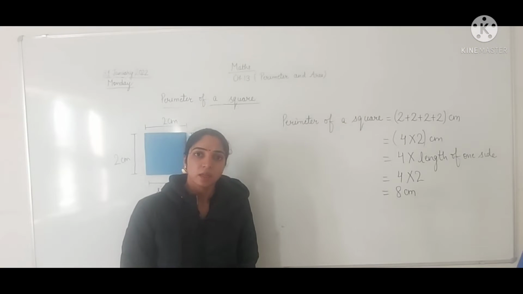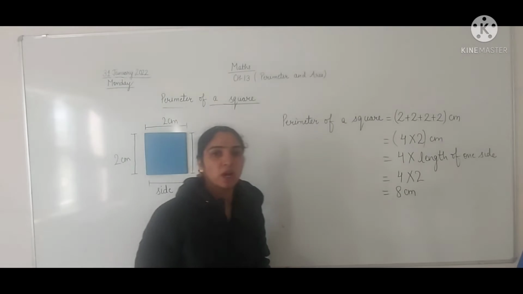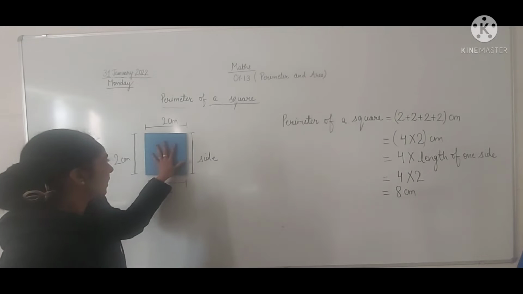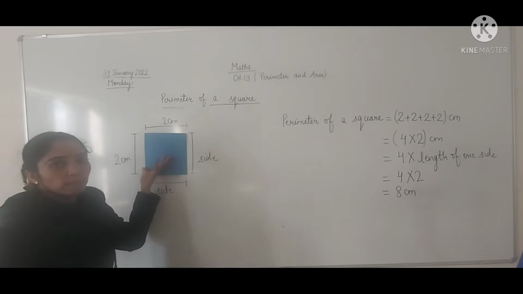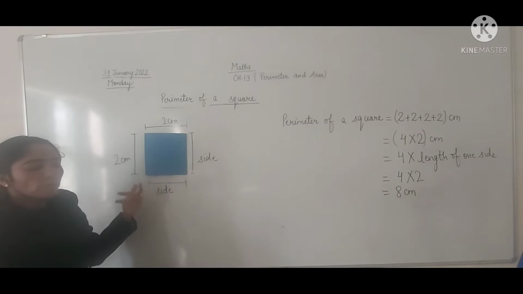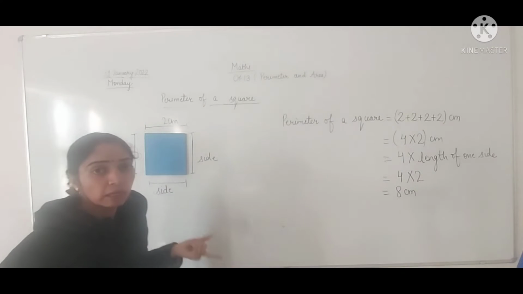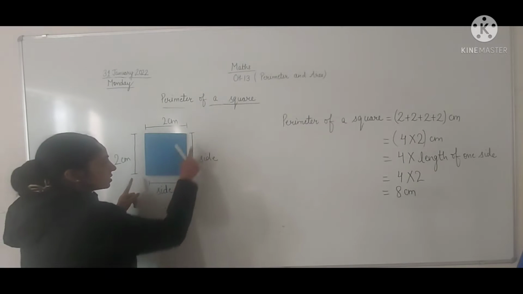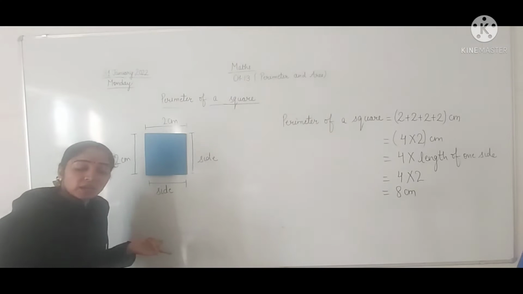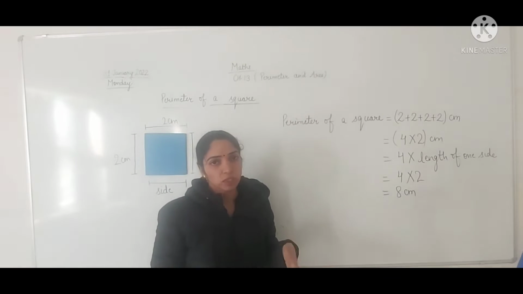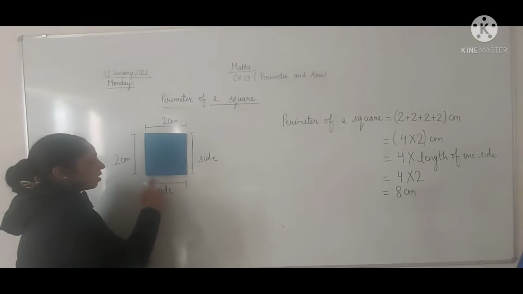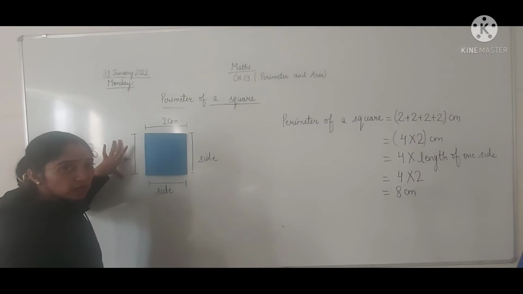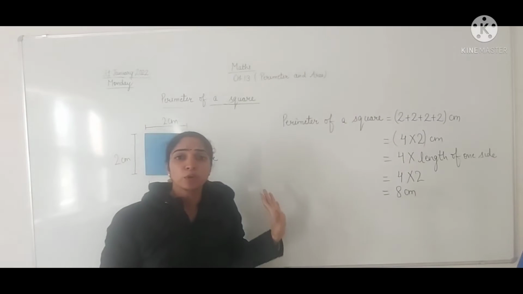This is the formula of a perimeter of a rectangle. Okay. Next topic is perimeter of a square. Yes, this is the square shape and now we want to calculate the perimeter of this square. Okay, so this is the side of this square and you know that in a square all sides are equal. So this one is 2 centimeter. If this side is 2 centimeter, it means that all sides are of 2 centimeters.